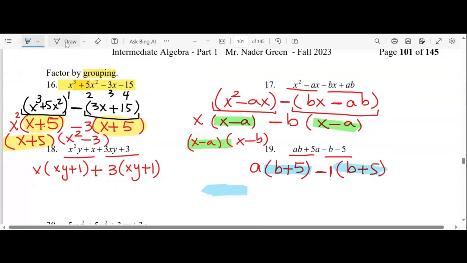So take the blah, blah, blah outside. You're going to get b plus 5. And what's left? A minus 1.